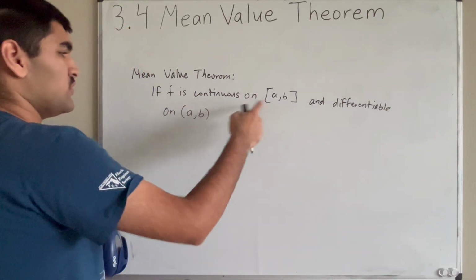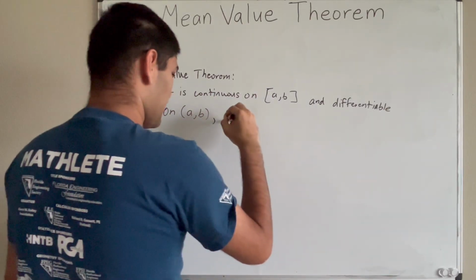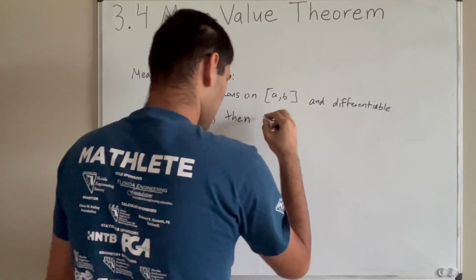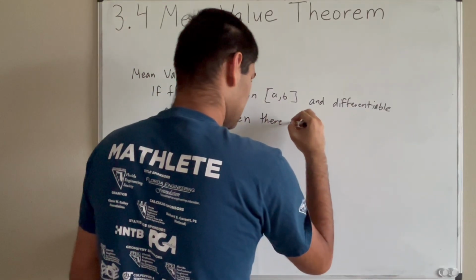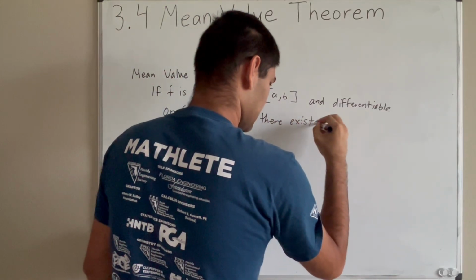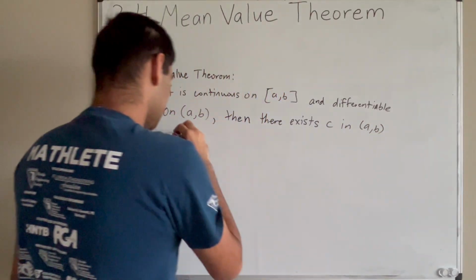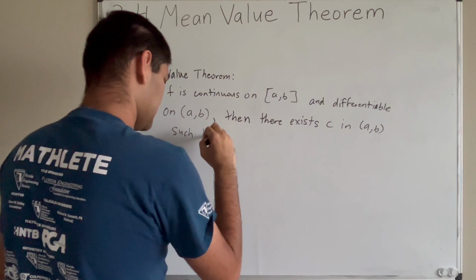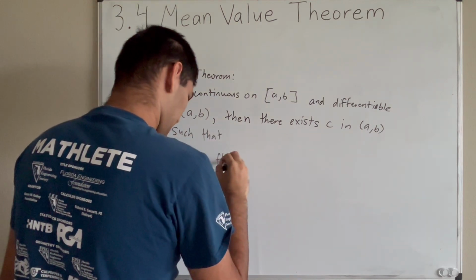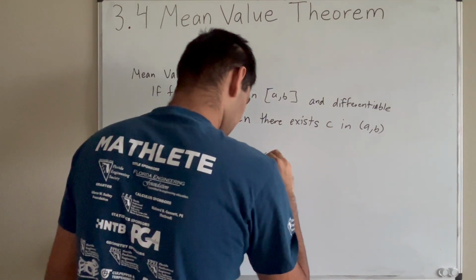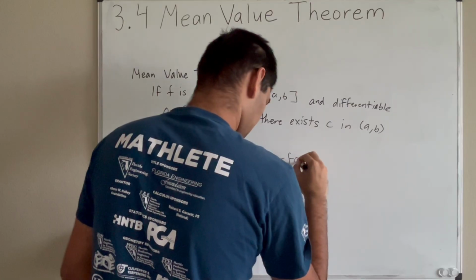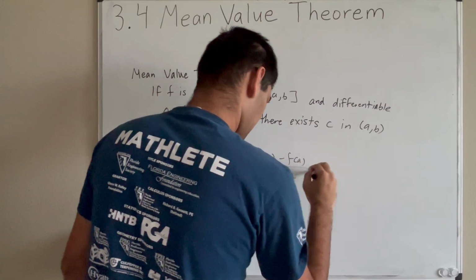But anyway, if f is continuous on the closed interval and differentiable on the open interval, then there exists a c in our interval (a, b) such that f prime of c is equal to f of b minus f of a over b minus a.